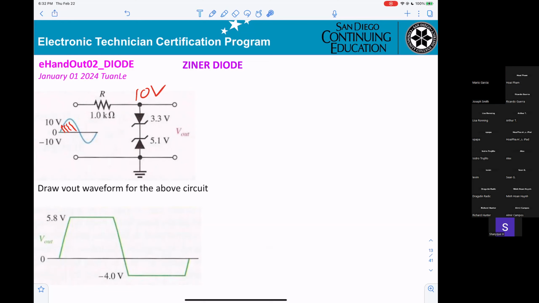Okay, and now, if you get a minus 10, basically, how come you get minus 4 here?